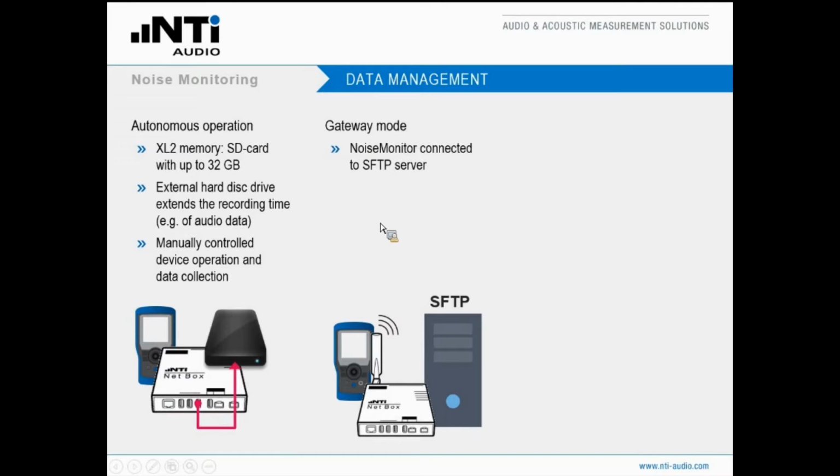The second solution, the gateway mode. Here we have a connection between the netbox and the SFTP server. And similar as with the autonomous operation, you have to do that manually. So I will show you that in my practical presentation, but most steps required here have to be done by yourself.